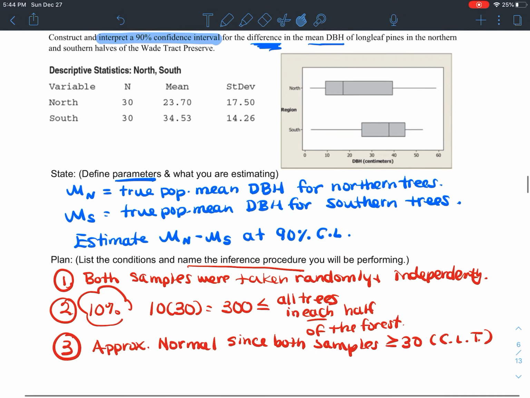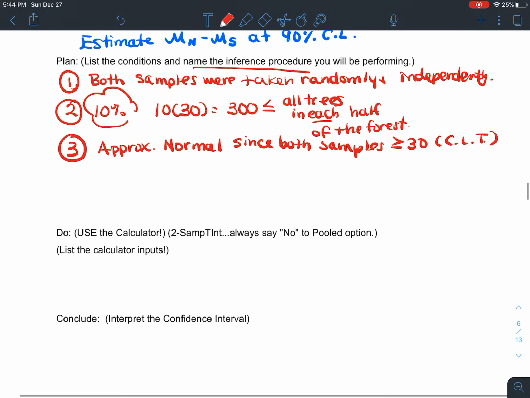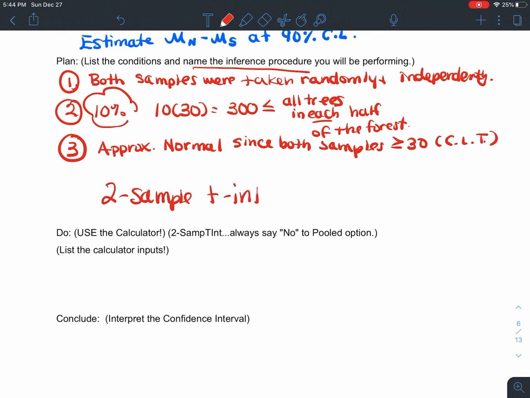Okay, the other piece to this is I should name the inference procedure. You can see at the top of this notes page, this procedure on the calculator is called a 2 sample, because we're taking 2 samples, T interval. T, because we use T-scores when we do means. Interval, we're talking about a confidence interval, not a significance test. So we're going to call this a 2 sample T interval for difference in means. That's what we're trying to locate, the difference in means.